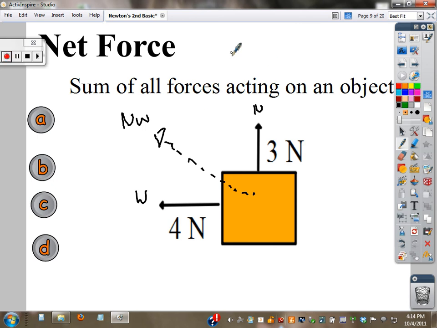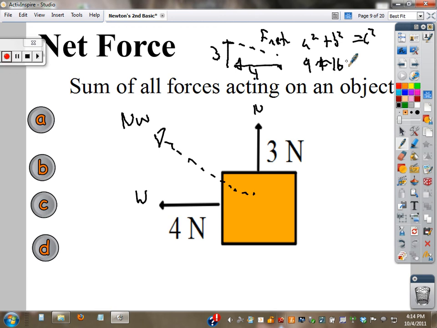So can you solve for it now? Or maybe I should change it. Maybe I should say we have 3 newtons like this and 4 newtons like this. And this is your F net. So it's a squared plus b squared equals c squared. This is 9. 3 squared is 9, plus 4 squared is 16, equals c squared. 25 equals c squared, so c equals 5.